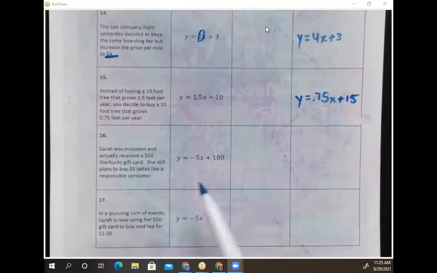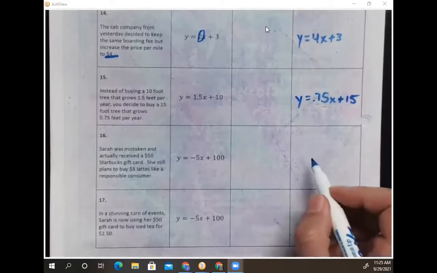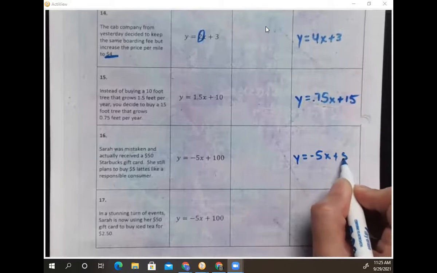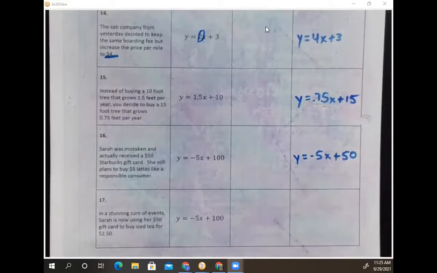Okay, for number 16, it says Sarah's mistaken and actually received a $50 Starbucks gift card. This is based on an example that we saw at the start of our packet. She still plans to buy $5 lattes. How does this function change if her gift card was for $50 instead of for $100? How does my function change? Yeah, y equals negative 5x plus 50 instead of 100.